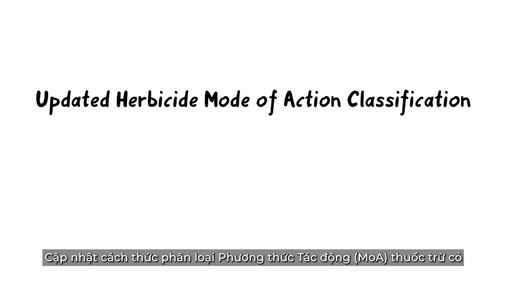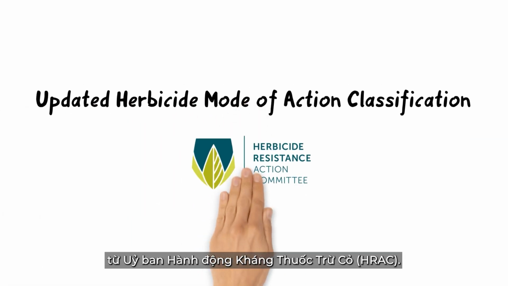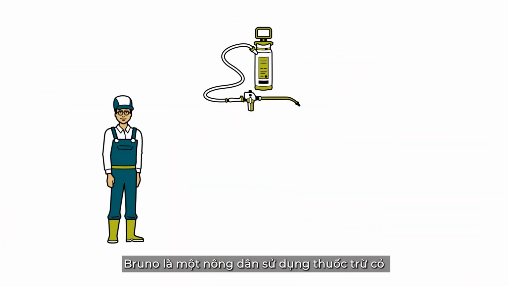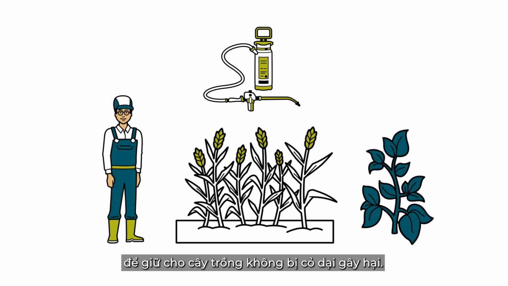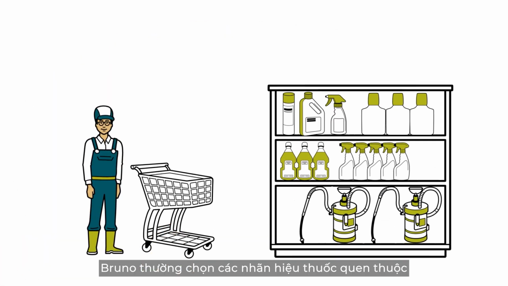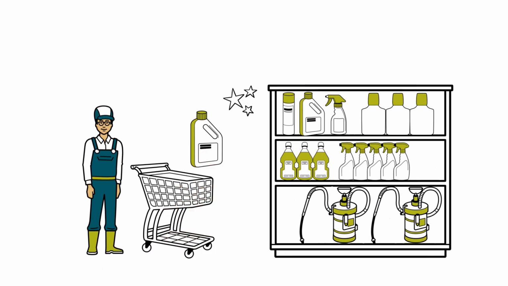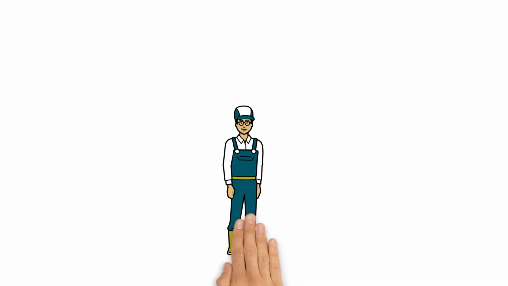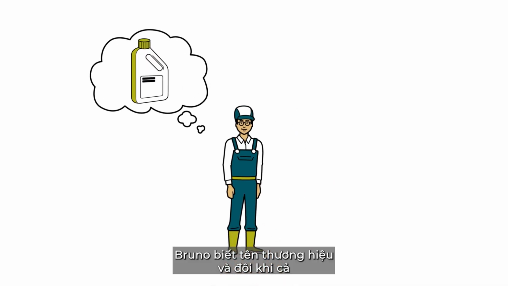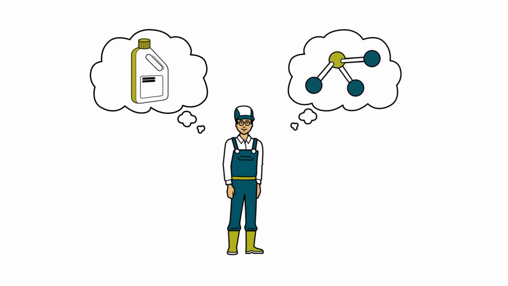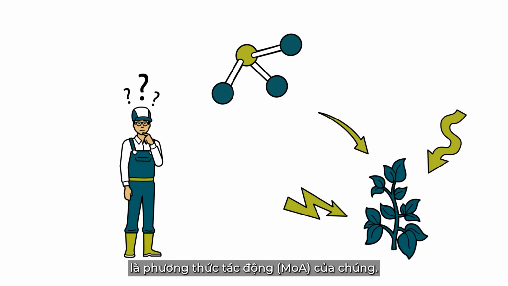The updated herbicide mode of action classification from HRAC. Bruno is a farmer who uses herbicides to keep his crops free from pesky weeds. When shopping, Bruno chooses his favorite herbicide brands that he knows work against the weeds in his fields. Bruno knows the brand names of his preferred products and sometimes also their chemical components. But what he doesn't know is the chemical's mode of action.